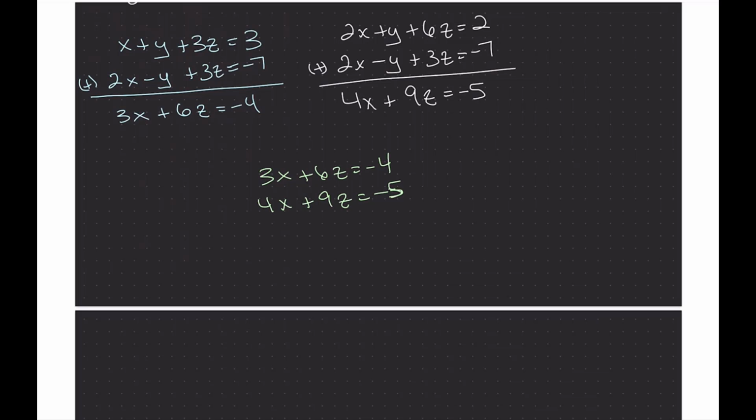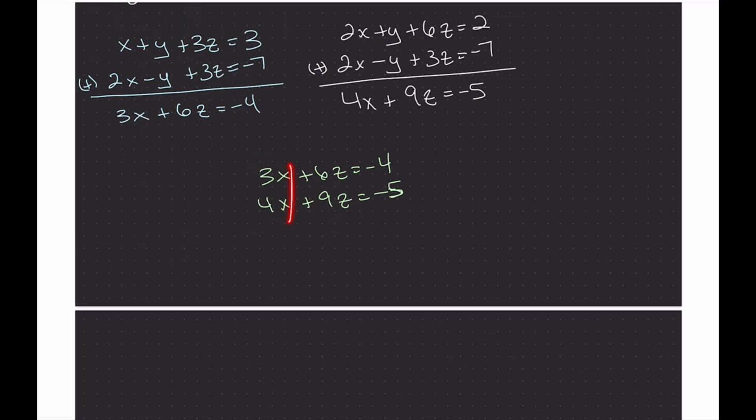So now we've got to make a decision. Do we want to eliminate our x's or do we want to eliminate our z's? Anybody got a preference? Well, 3 and 4 versus 6 and 9. If we want to eliminate the x's, we're going to have to get those to equal 12. And if we wanted to eliminate the z's, we've got to get those to be 54. So personal preference, I think we're going to go for x's.